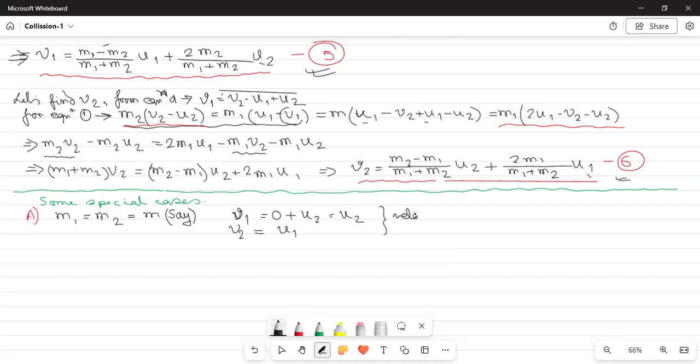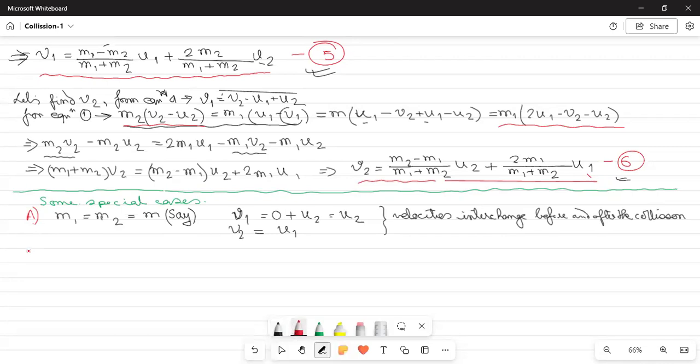That means the velocity before the collision and velocity after the collision, they just interchange. Whatever was the velocity of m1 will become the velocity of m2 after collision, and whatever was the velocity of m2 before collision will become the velocity of m1 after collision. This is one special case.